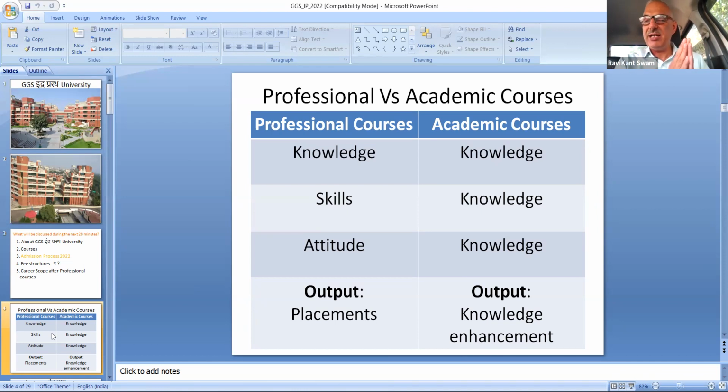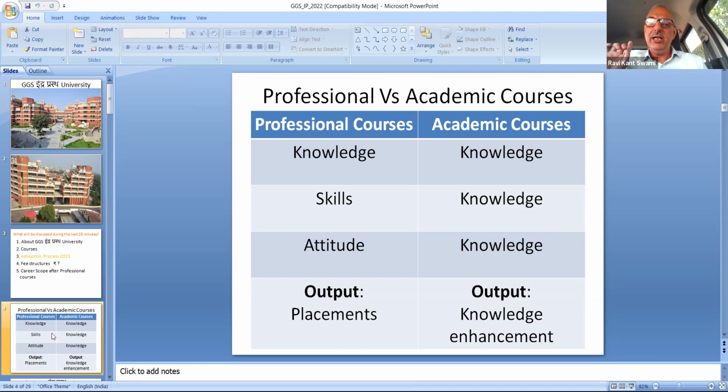Now, an academic course can be something like BCom or BA or BSc, while a professional course is something like BBA, hotel management, engineering, something like this, right? So, what is the difference? The difference is that an academic course like BA History Honors or Psychology Honors provides you with knowledge and knowledge and knowledge. So the output is what? Knowledge enhancement. While a professional course provides you knowledge, number one, it provides you the skills how to utilize that knowledge.